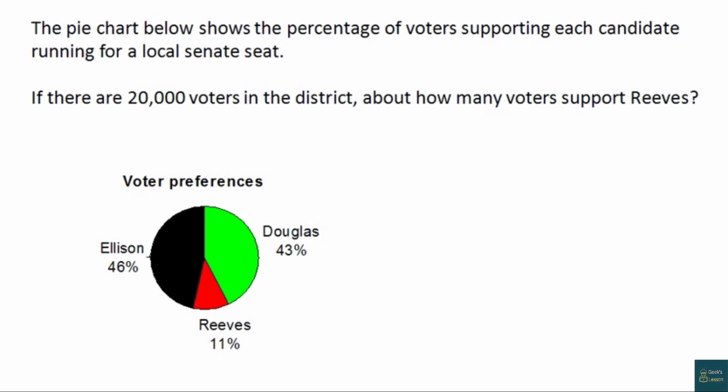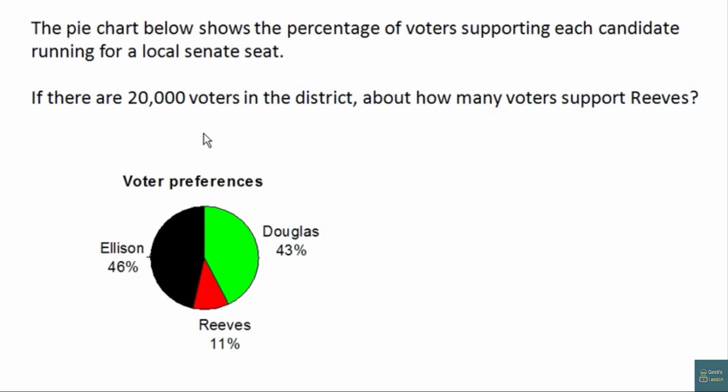So here's a slightly nicer looking pie chart that shows the percentage of voters supporting each candidate running for a local Senate seat. So we can see here that Douglas has 43% of the voter support, Reeves has 11%, and Ellison 46%. So if there were 20,000 voters in the district, about how many voters would be supporting Reeves?